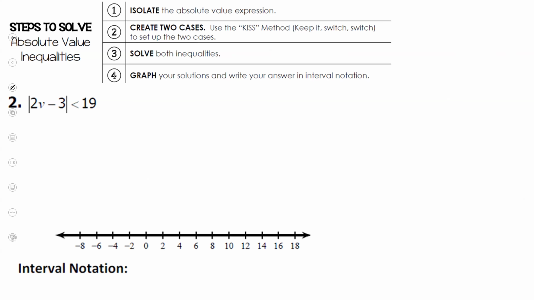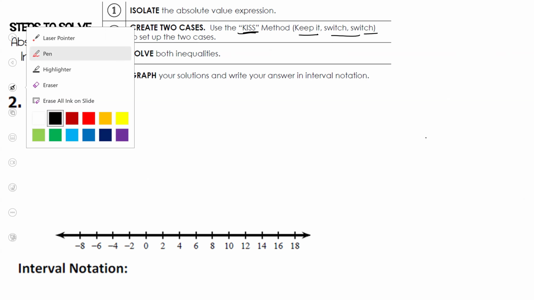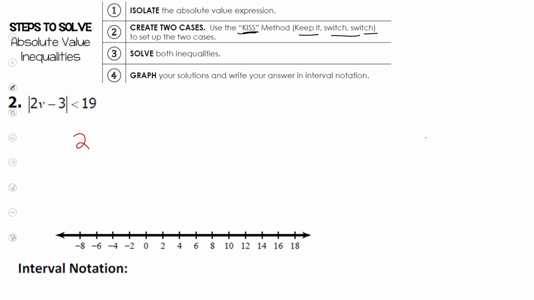So let's go to step 2, create 2 cases. And they say use the KISS method, which means keep it, switch, switch. So I'll show you what that means. Your first case, you're going to keep it exactly the same. Keep it. Your other case, I'll have 2v minus 3. I'm going to switch the symbol, switch the sign. That's what that means. Keep it, switch, switch. That's your 2 cases.